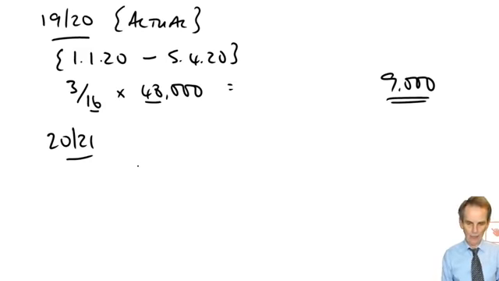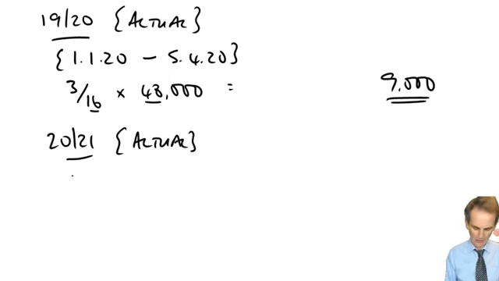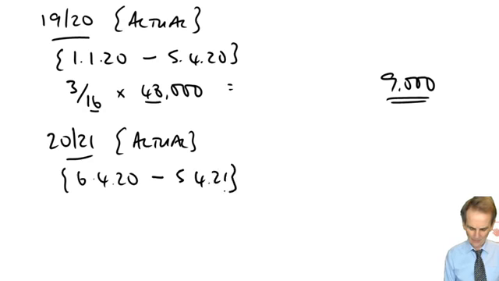Right, actual assessment as ever in the first tax year. 2021, the second tax year. Do we have an accounting period ended? No. Therefore, what do we use? An actual basis. What do we mean by that? The 6th of April at the start of the tax year, 6th of April 20, through to the 5th of April at the end of the tax year, 5th of April 21.